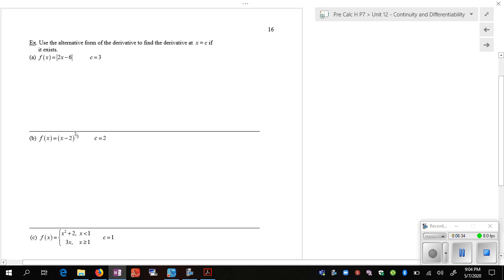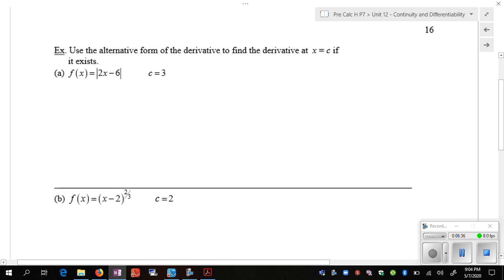Okay, so let's take a look at a couple examples. So example A, we have an absolute value of 2x minus 6. It is an absolute value function, so we're expecting a corner or a jump discontinuity. So again, the alternate form is the limit as x goes to c, which in this case is going to be 3, of, I'll write it still in function notation first, f of x minus f of 3 over x minus 3.